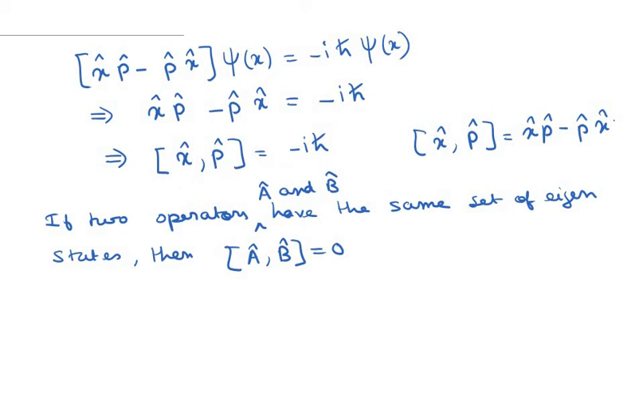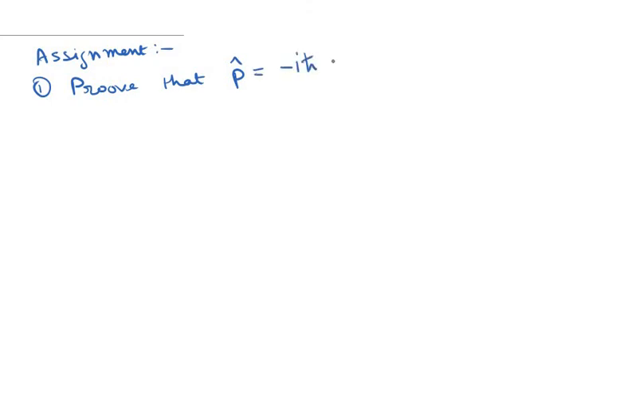So I do have an assignment for you. Your assignment is to prove that the momentum operator, which is basically minus i h bar del x, is a Hermitian operator.